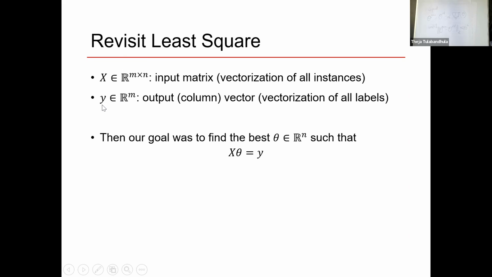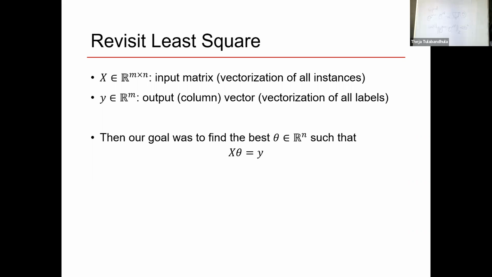And y now, okay, it's different. So this y now is a vector. It's a vector in m dimensions. So y is a vector which has 100 coordinates. Why 100? Because we have 100 data points in our running example.